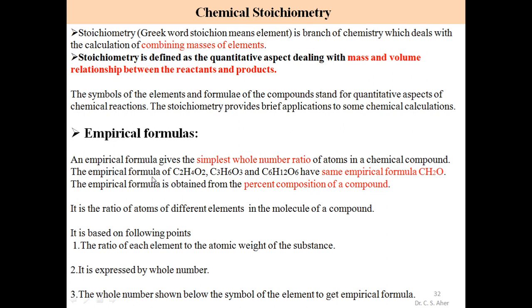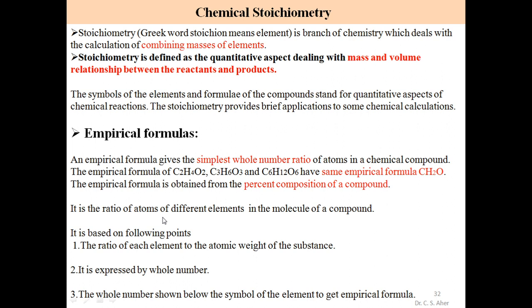For example, consider C2H4O2, C3H6O3, C6H12O6. These are three different compounds having different molecular formulas. But these three compounds have the same empirical formula. That empirical formula is CH2O. This empirical formula is obtained from the percent composition of the compounds.